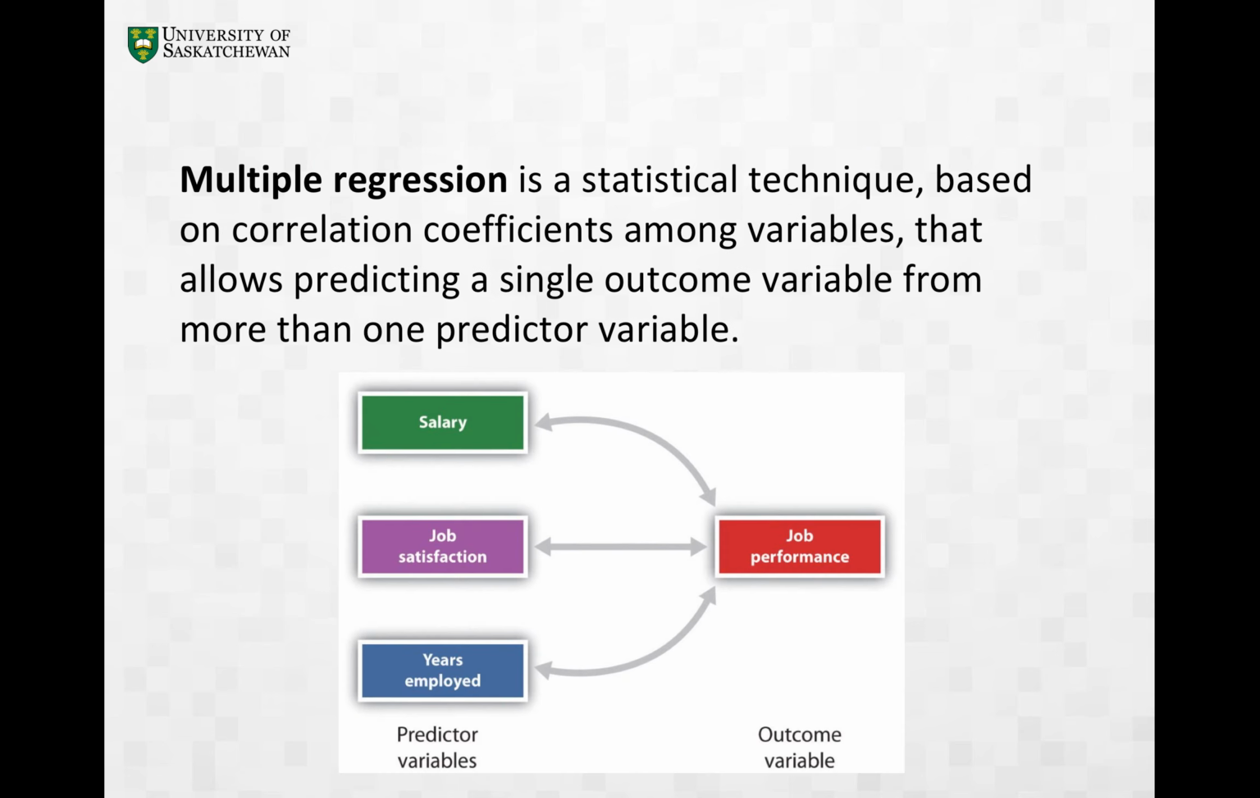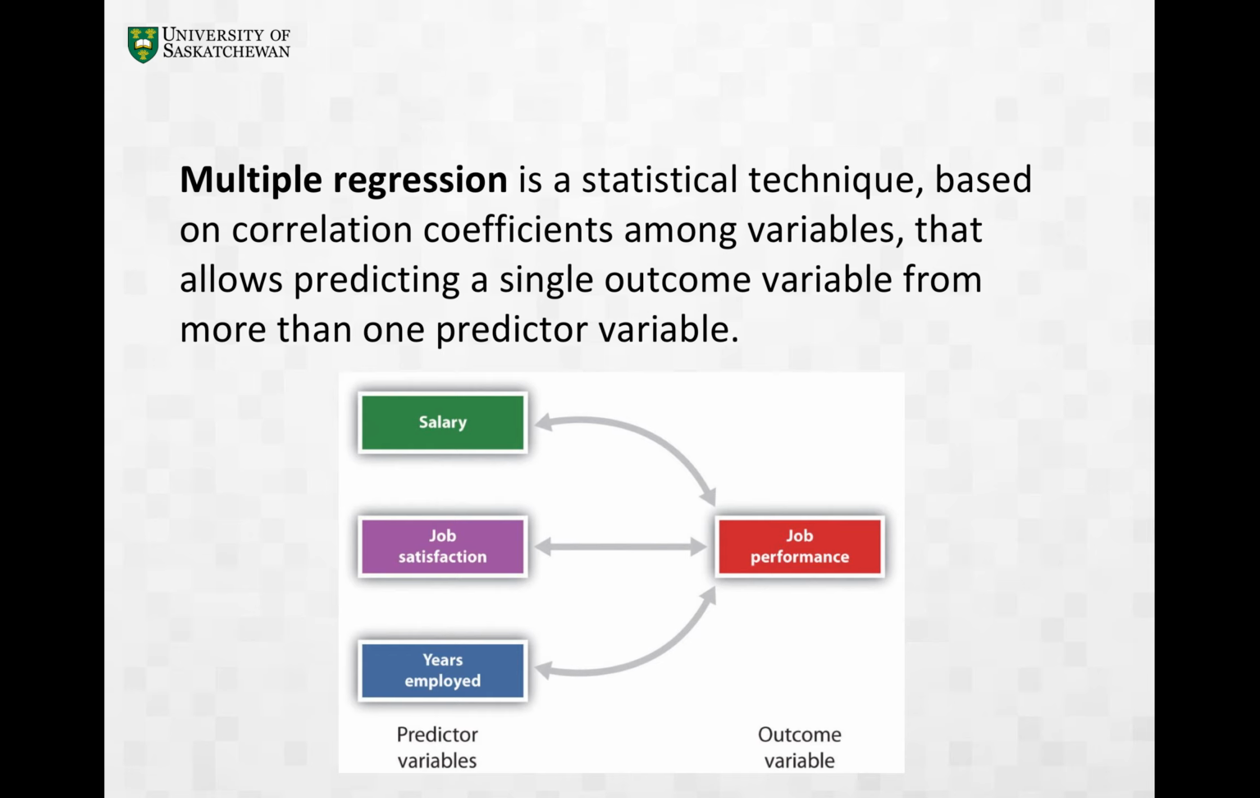Now, we're talking at the moment in correlation about just one variable to another. In statistics, there's a technique called multiple regression, where we look at the relationships between a bunch of different variables and a particular outcome. In this case, the example is job performance. We could run a whole bunch of different correlations: salary and job performance, job satisfaction and job performance, years employed and job performance, and then we'd have three sets of relationships. Or we could run one multiple regression, where we could see how much these predictor variables contribute to the particular outcome variable.